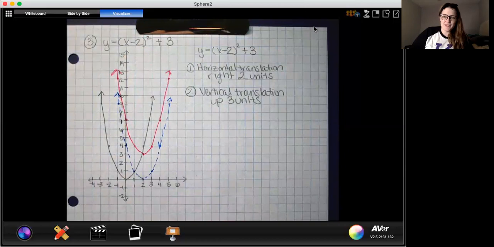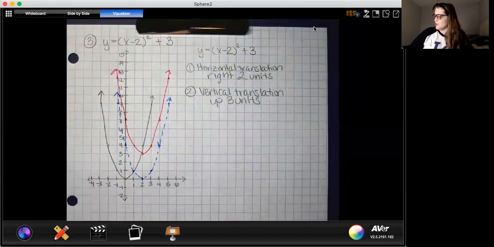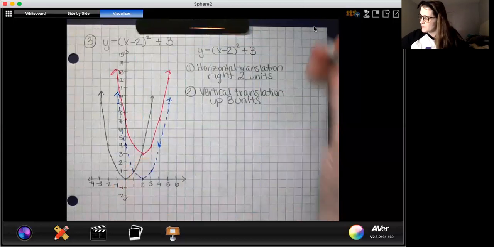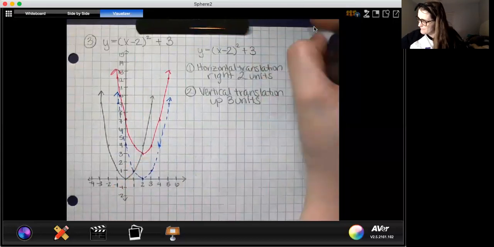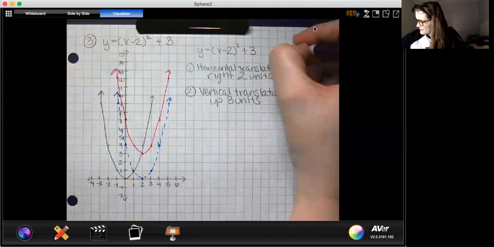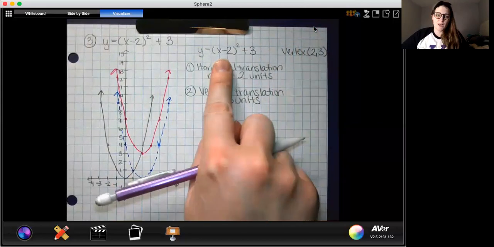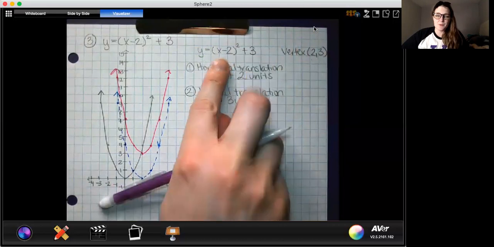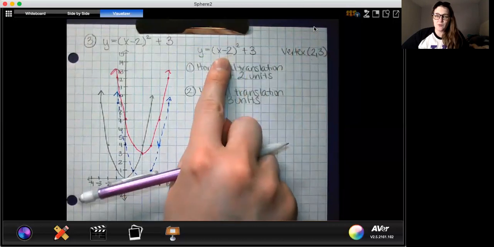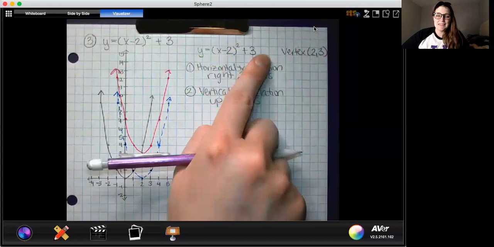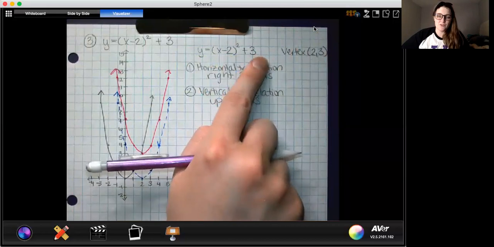Okay, let's talk about that information a little bit. So on the last example, we talked about the vertex. Now, what would the vertex be on this problem? Well, it looks like it's at (2, 3). And remember, the vertex comes from these points. Remember, the vertex x value is your horizontal translation, and your k value is your vertical translation.